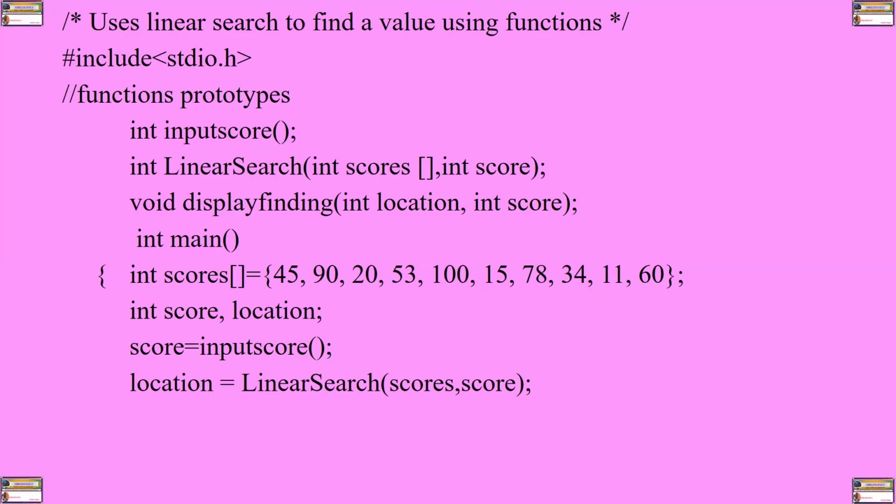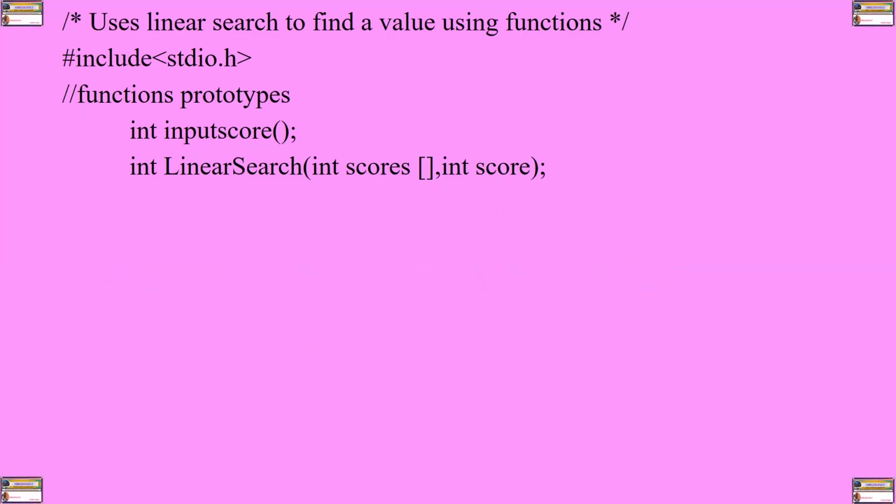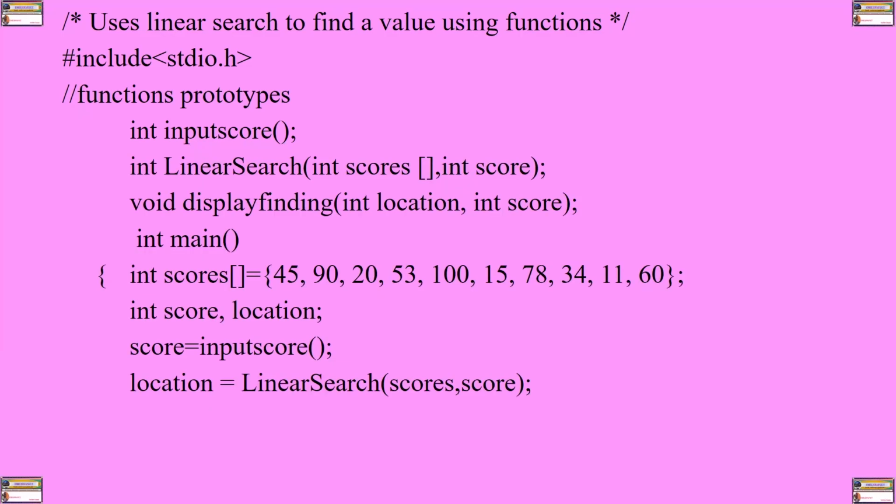One is the variable called scores, which is an array, and the second one is the value which has been stored in the memory location called score. In fact, this is the value which has been returned by the function called input score. And then once that function called linear search is executed, and as you can see in the prototype, it's supposed to return a value. Therefore, that is the value which will be stored in the memory location called location.